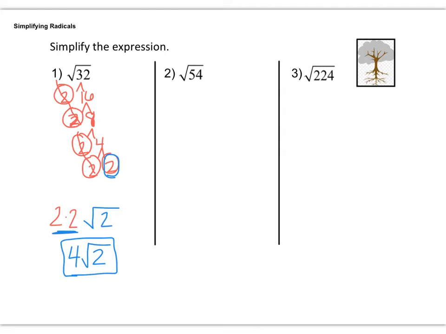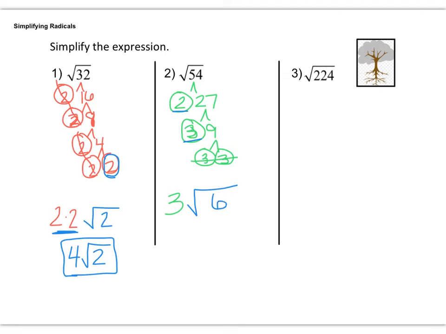All right, let's try number 2. So 54, let's see, that's 2 and 27. 27 is 3 and 9. And then 9 is 3 and 3. And I've hit all primes. All right, so we look for pairs. I have a pair of 3s that comes out. Notice when I'm getting my pairs, I cross them off. That way I know I've already used them. And then I see I have a single 2 and a single 3. They're leftovers, right? They don't have anyone to partner up with. So the 2 and the 3 come together. 2 times 3 is 6. And we're done.